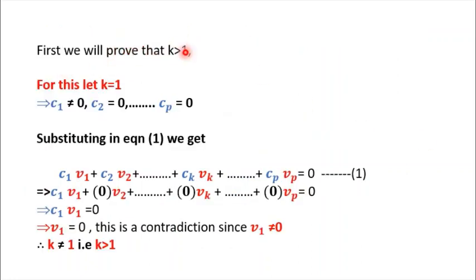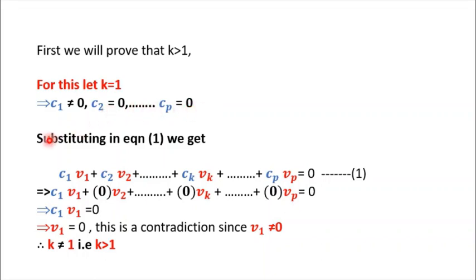So now we have chosen k, and we put the condition that k is less than or equal to p. Then what is the lower limit for k? We will prove that k must be greater than 1. To prove this, I will suppose the contradiction. Let k be equal to 1. What happens if k is equal to 1? Then the maximum index for c is 1. Up to there it is non-zero, afterwards all are zeros. So k is 1 means only c1 is not equal to 0, and c2 is 0, c3 is 0, and cp is 0.